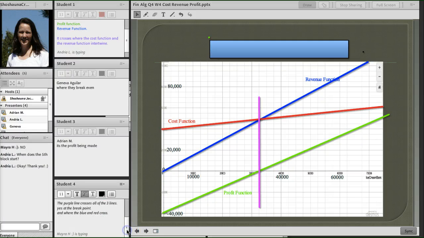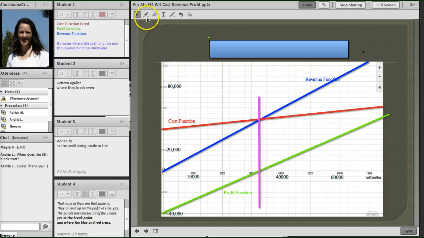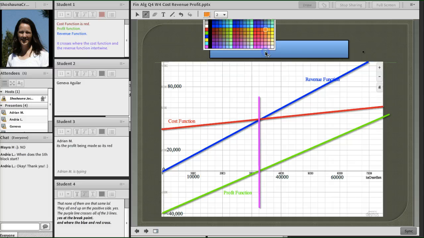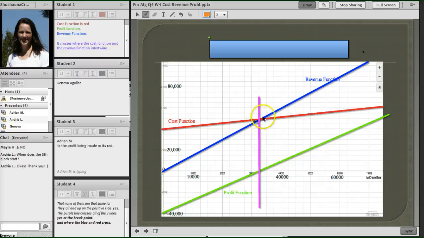And I think correct typing. Okay, good job. Good job, guys. So I need to get a color that's not already on there. Orange. Totally gotta go for orange. Okay, make this bigger too.